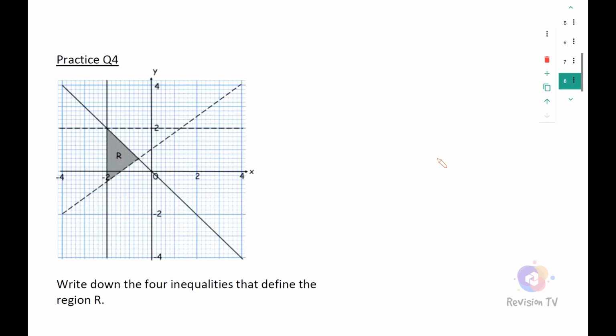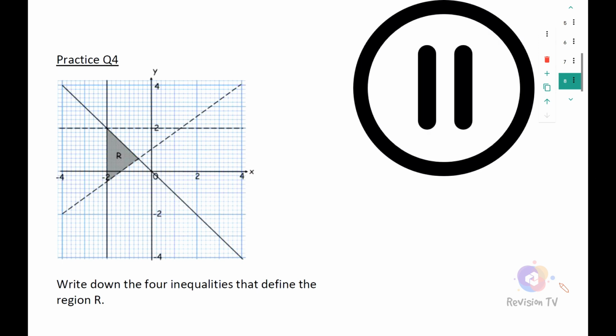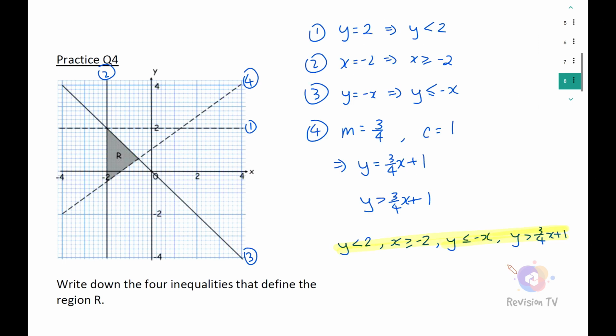Here's practice question 4. Okay, write down the 4 inequalities that define the region R. So you see 4 lines, 1, 2, 3, 4. So pause the video, have a go at the question. When you're ready for the answer, you can press play. Well, here are the answers.